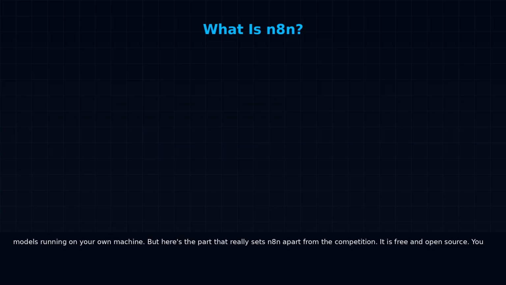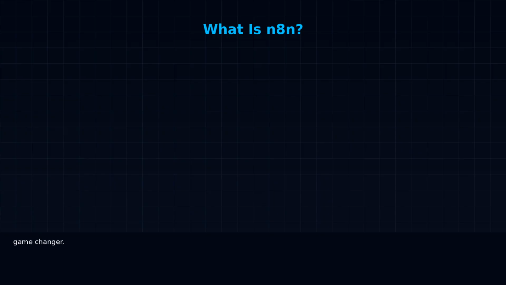But here's the part that really sets n8n apart from the competition. It is free and open source. You can self-host it on your own server or computer and run unlimited workflows without ever paying a monthly subscription. Zapier charges you per task. n8n charges you nothing if you host it yourself. For anyone who has ever hit Zapier's task limits and gotten a massive bill, this is a game changer.